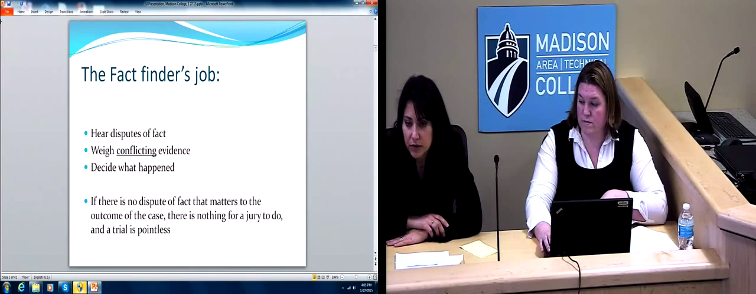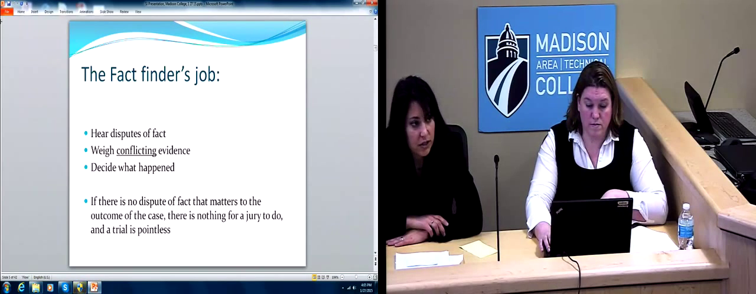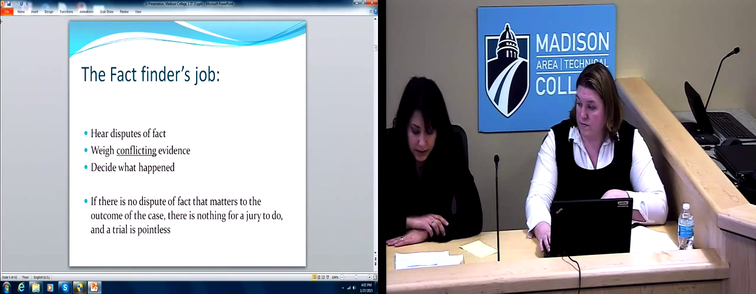To hear disputes of fact, and we're going to talk about that word dispute. That's an important word for summary judgment. Weigh conflicting evidence, and when we say weigh, we mean decide who is credible and who is not credible. And then decide what happened. If there is no dispute of fact that matters to the outcome of the case, then there is nothing for the jury to do, and a trial is pointless. And that's where summary judgment comes in.